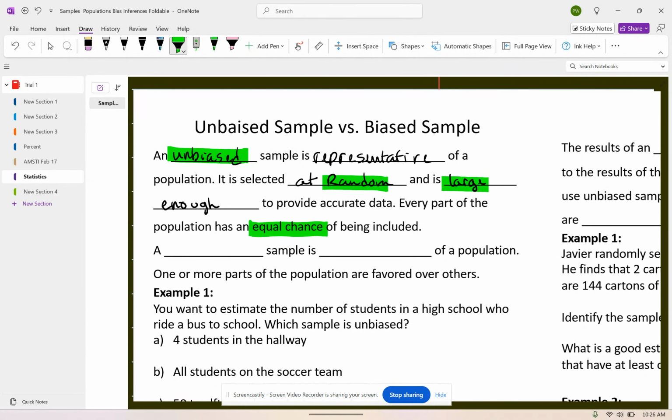All parts have to have an equal chance of being represented. A biased sample, not unbiased, there's some favoritism somewhere in there. There is something other than just a straightforward answer going on. It is not representative.